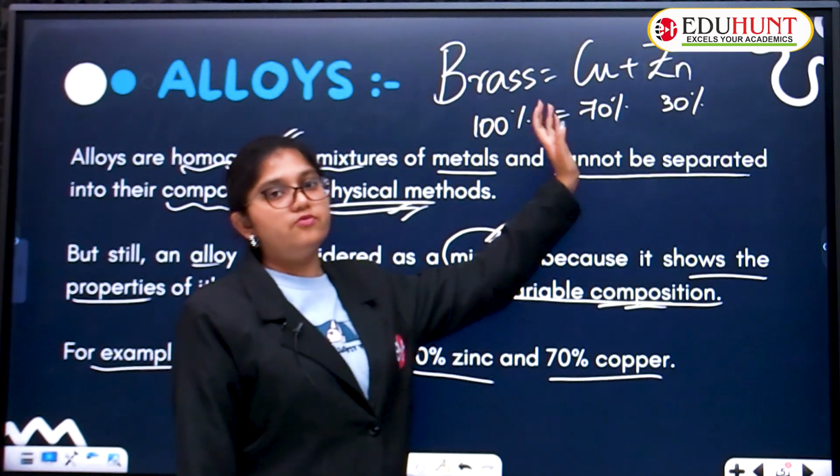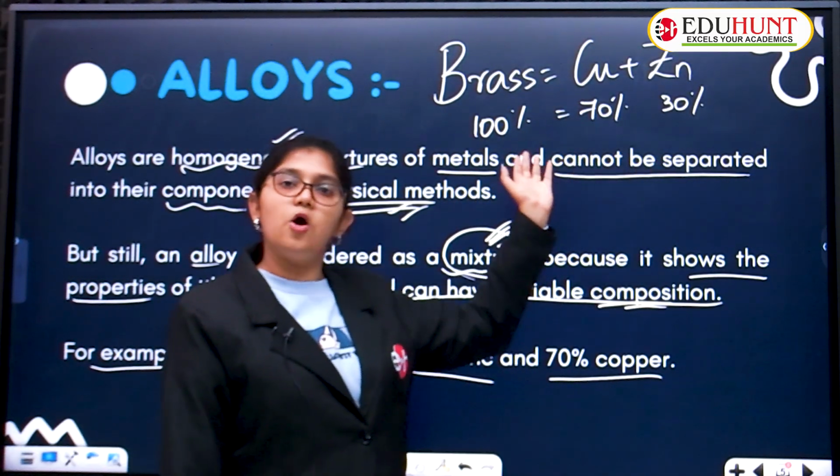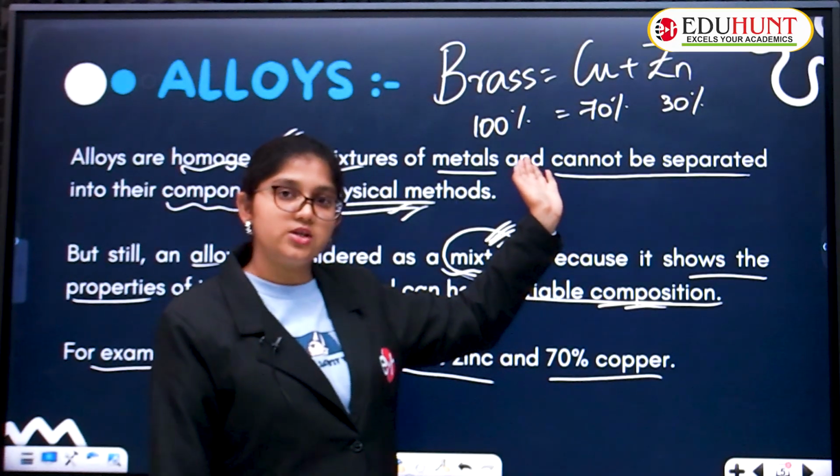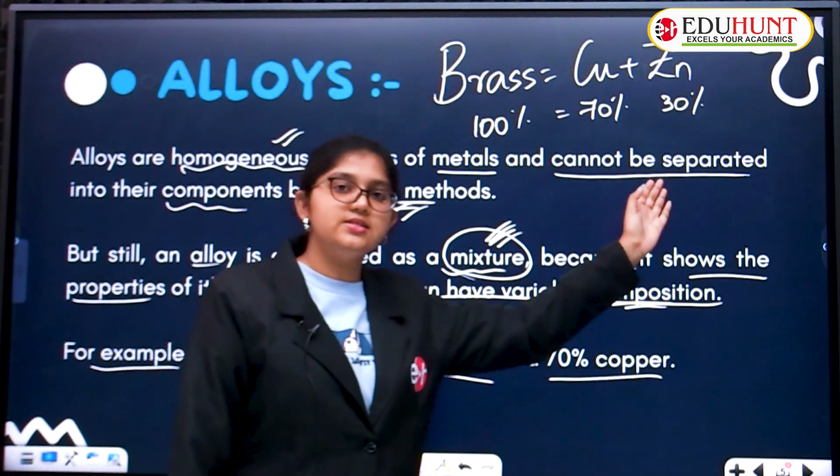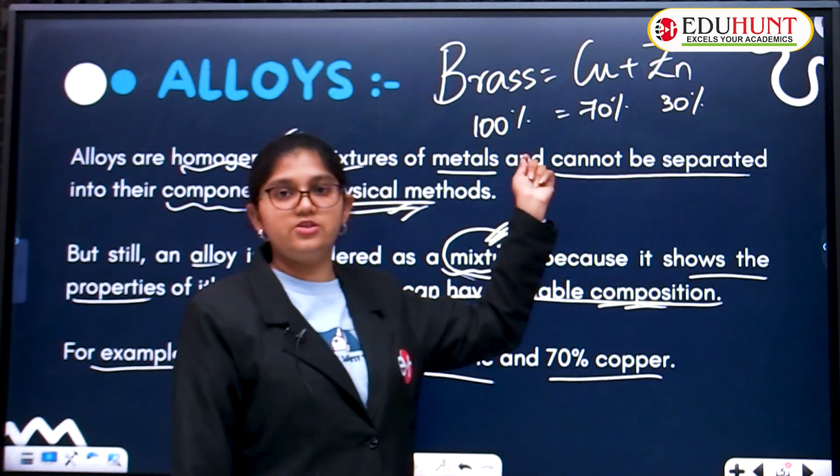So brass is a mixture of copper and zinc, whereas copper is having how much? Yeah, 70% of its composition and 30% is zinc. So both together they gave rise to brass.